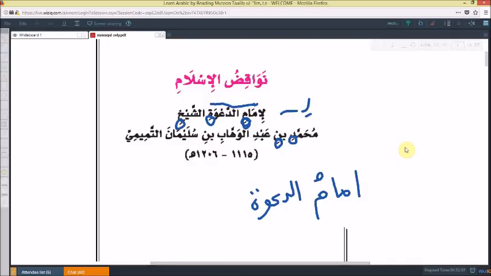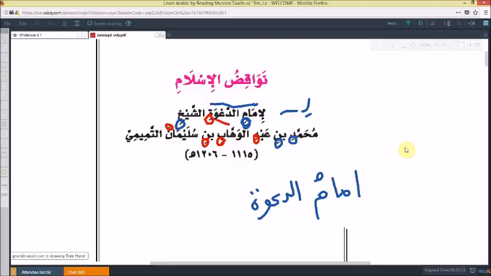This one, the rest of these, let me see something here. This one here, this one here, this fatha here, they're all majroor because of mudaf ilayh. The red ones are majroor because of mudaf ilayh.